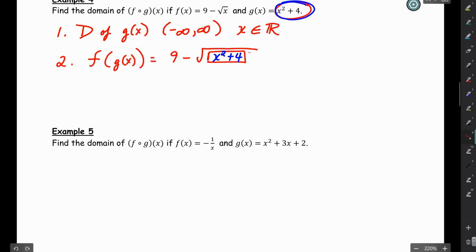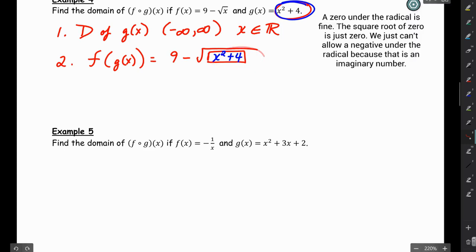Well, we know that we can't get a negative under the radical. That's going to give us an imaginary number. So is it possible to get a negative? Well, x squared is never going to give us a negative number, and we're adding 4. So we can never get a negative. We couldn't even get a 0. We can only get positive numbers out of what's inside the radical. So we're really okay. X can be any value, and it's not going to give us a negative under the radical. So the domain of the composite function is also all real numbers.